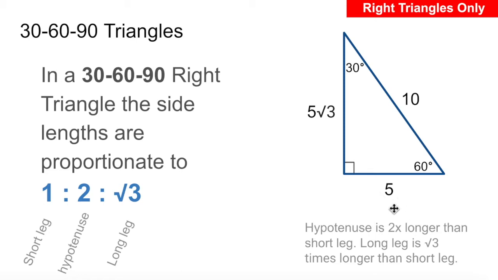So if we know that the shortest side is 5, then we know that the hypotenuse is going to be 2 times longer than this 5, so it's 10. And we know that the middle leg of the triangle, which is the side opposite the 60-degree angle, is going to be root 3 times longer than the shortest leg. So 5 times root 3, 5 root 3 for the middle leg. So that's basically what we know. And we'll work through some problems and you'll see how easy it is to solve special right triangles that meet this criteria.